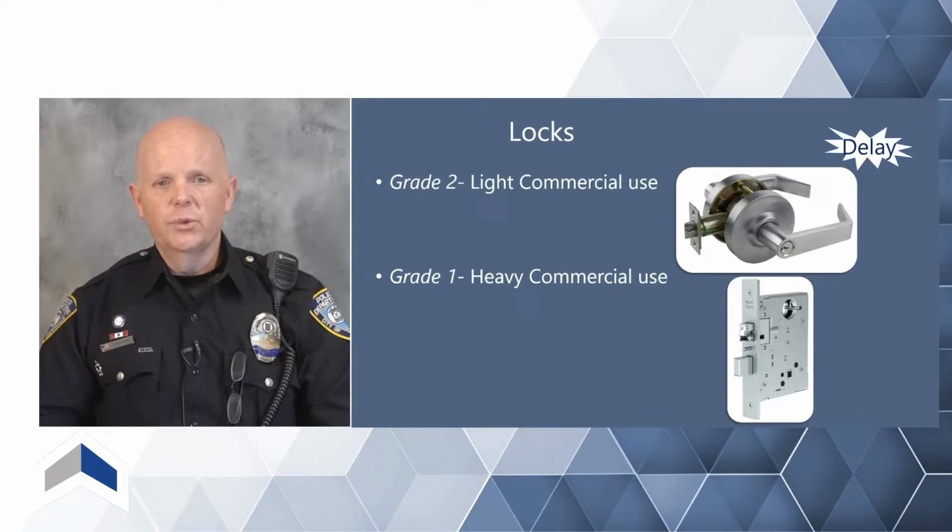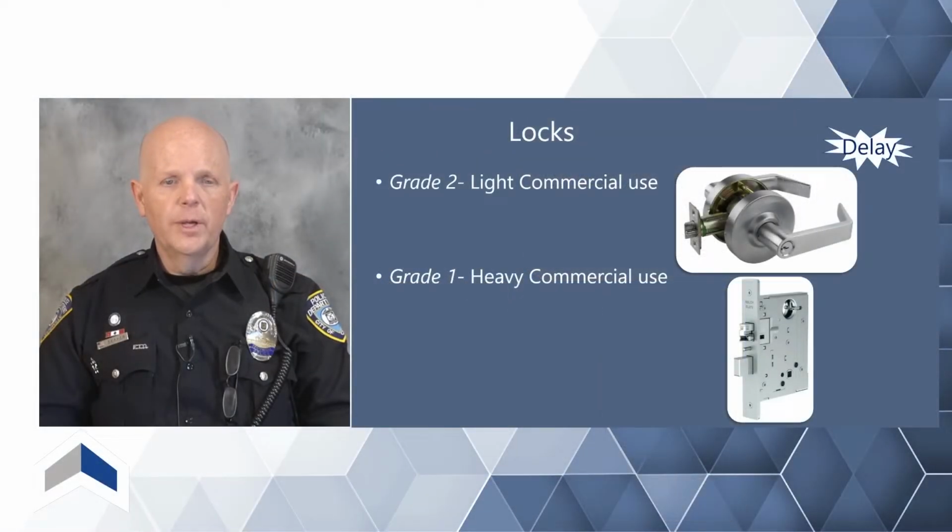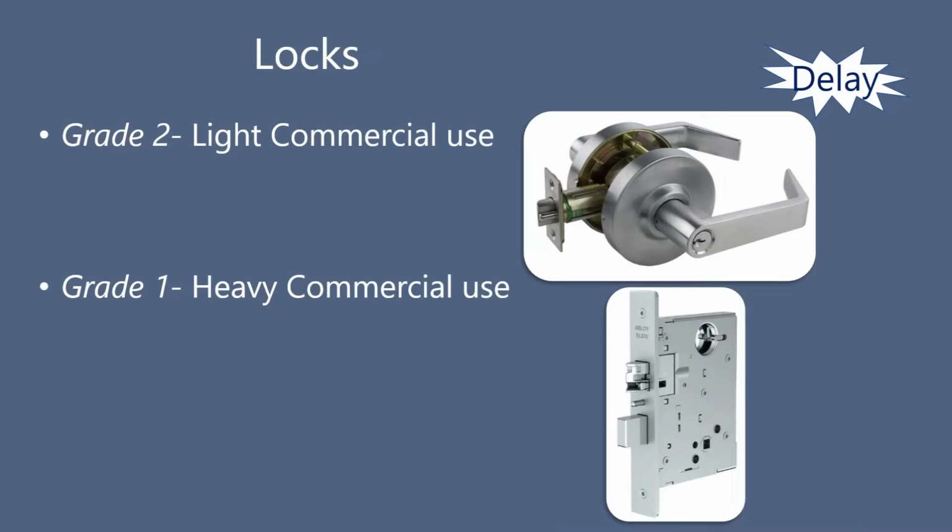So any business should really be using at a minimum a grade 2 lock, which is the light commercial use. If you have high value inventory or a lot of expensive equipment in your building that would be desirable to a thief, you may want to consider the use of a grade 1 or a heavy commercial lock. That's the picture at the bottom of the screen. This type of lock is much more secure. You can see that it actually has to be mortised inside the door. It offers a much better level of protection and resistance to tampering.